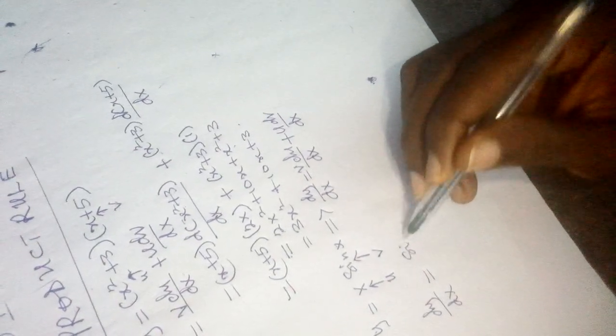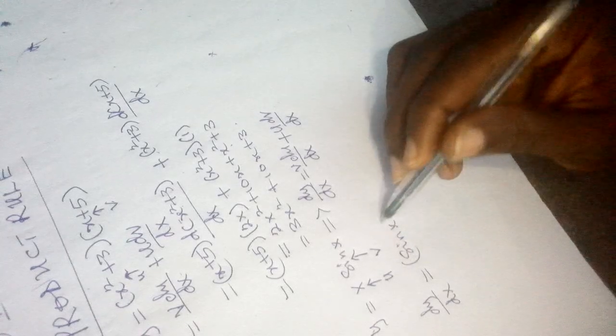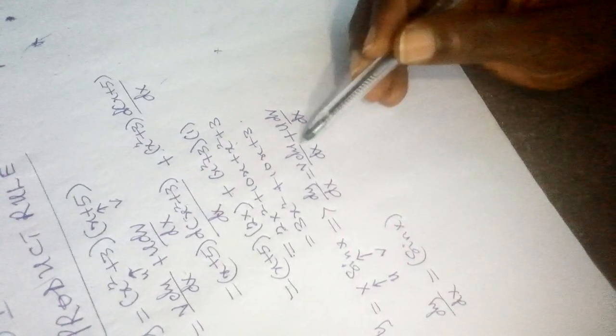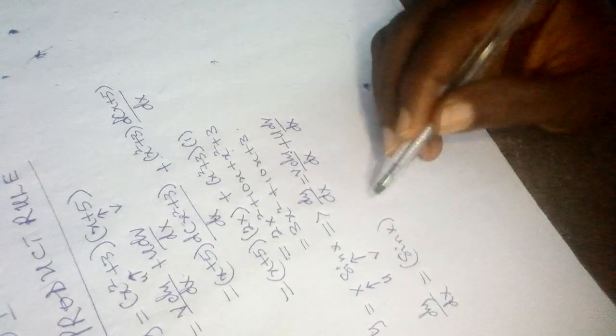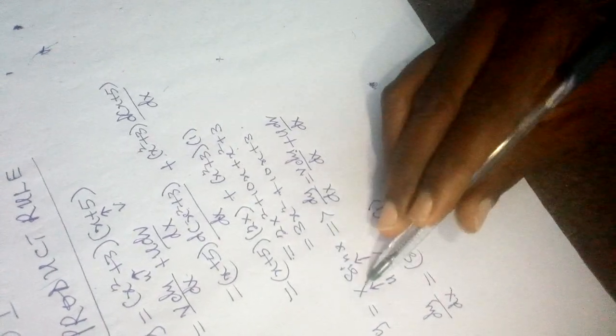sine x multiplied by the derivative of u, which is 1. If you differentiate x, you get 1.